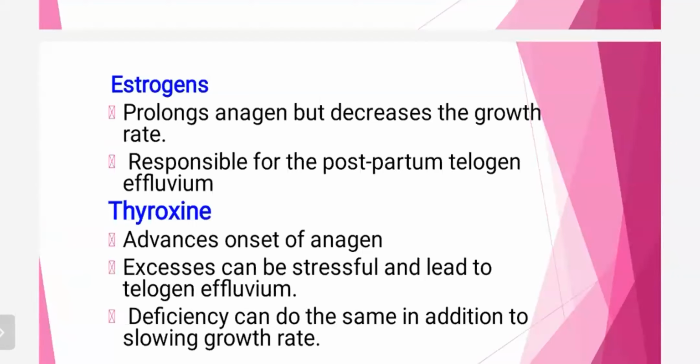And thyroxine also has a great role in the hair growth cycle. Advanced onset of the anagen and excess can be stressful and lead to telogen effluvium, and deficiency can also do the same, in addition to slowing the growth rate. So if a patient is presenting with hair fall, it is essential to assess the thyroxine hormone as well as the androgen in the body.